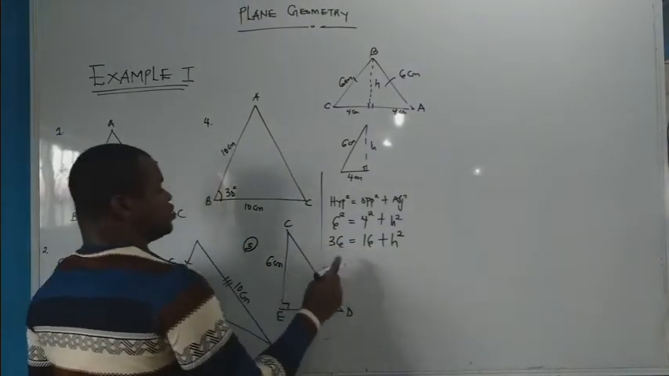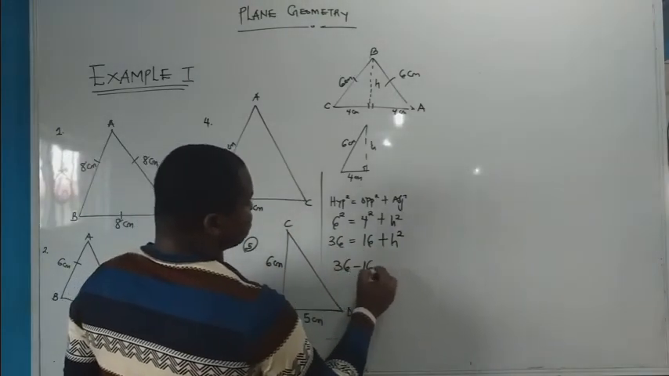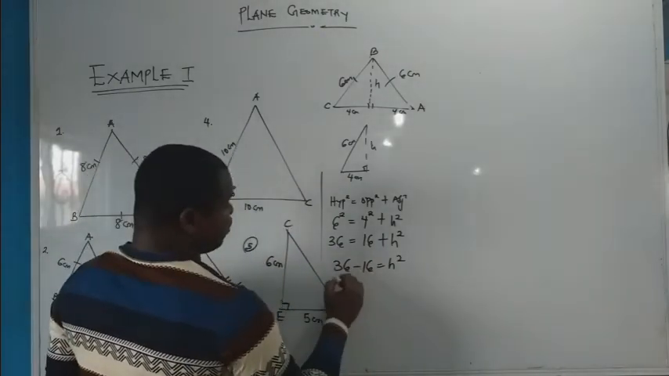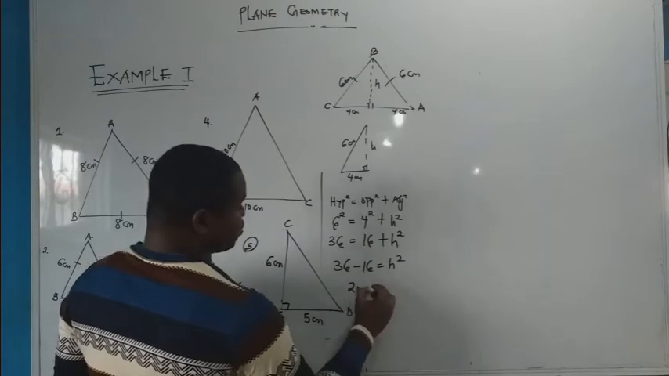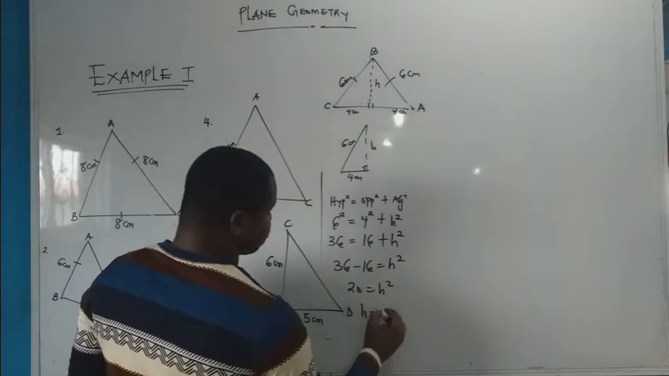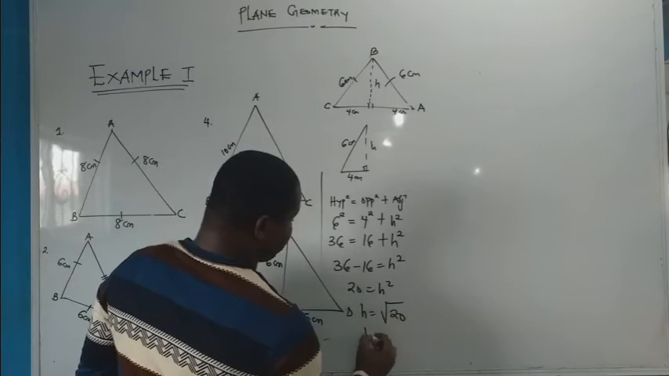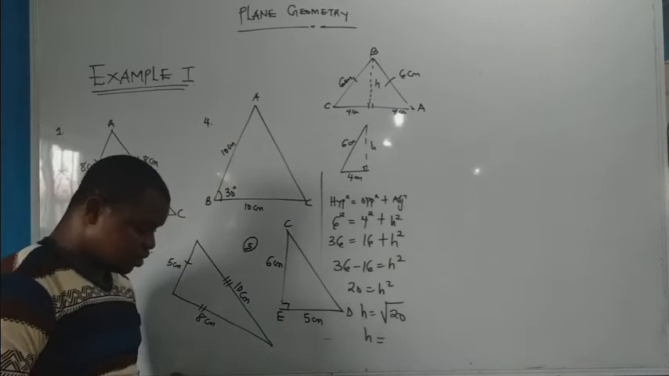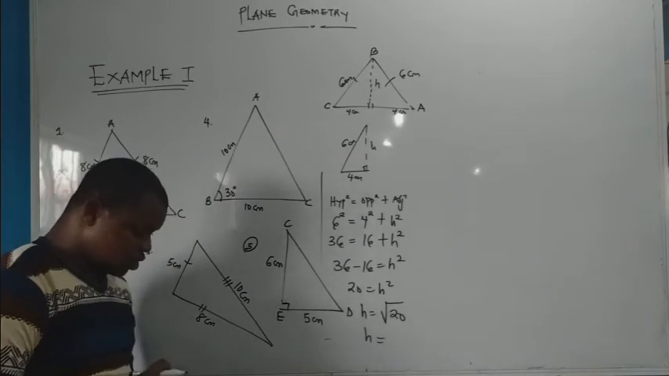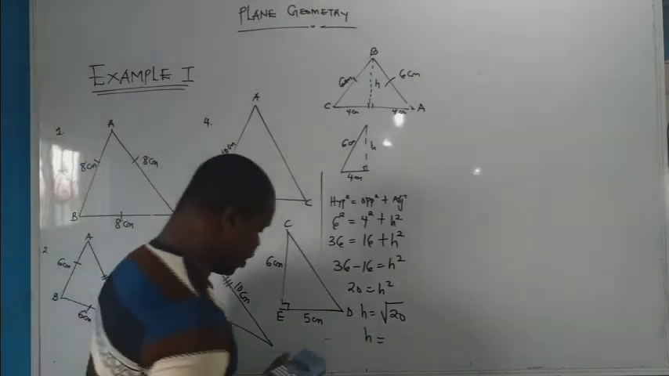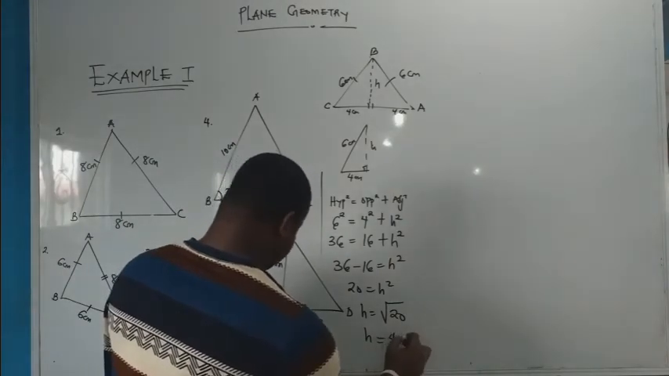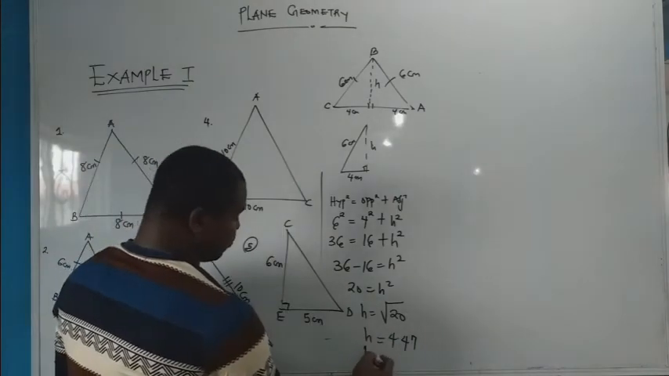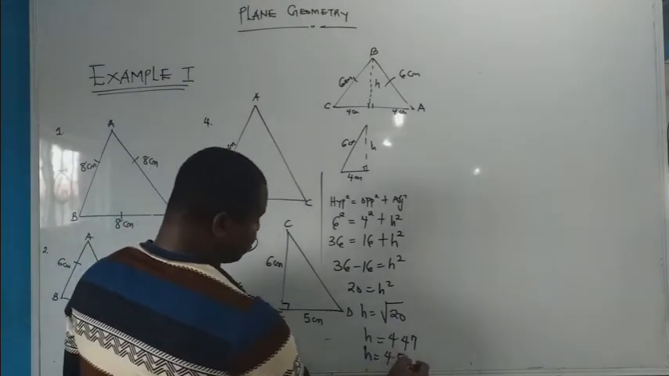So take this to the side, it will be 36 minus 16 is equal to H squared. From here, 36 minus 16, that's 20, is equal to H squared. So H is equal to the square root of 20. Leave the answer in decimal, okay? The square root of 20 has a value of 4.47, which is approximately 4.5 centimeter.